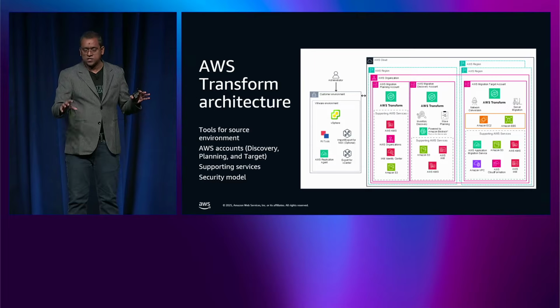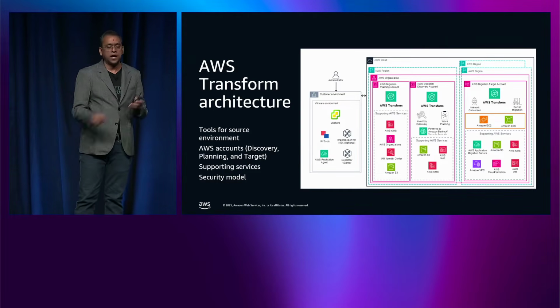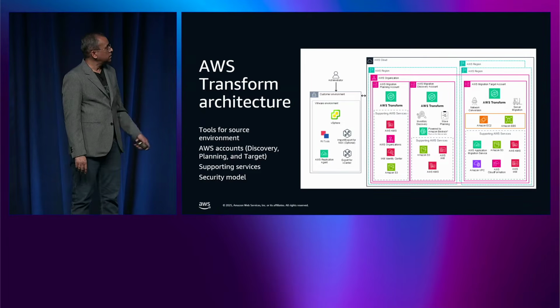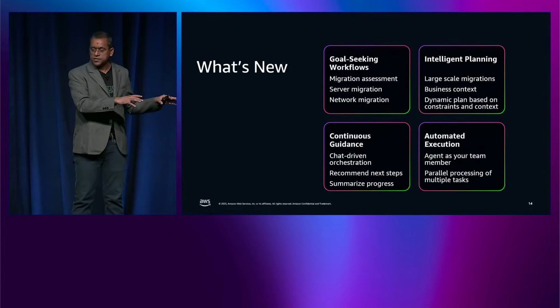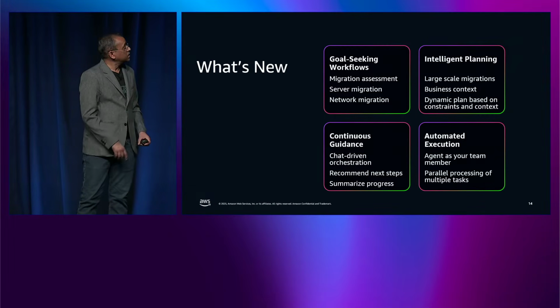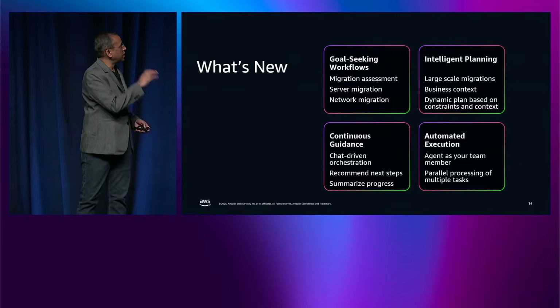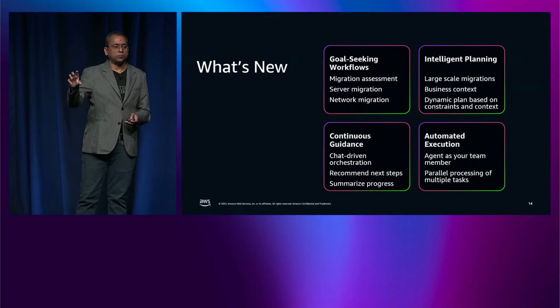So this is the architecture that we followed. So it has that separation, it has the governance, and it can scale even for the large data center exits. So new things that we launched on top of this architecture this Monday is a goal-seeking workflow which combines migration assessment, server and network migrations, all in agentic manner.